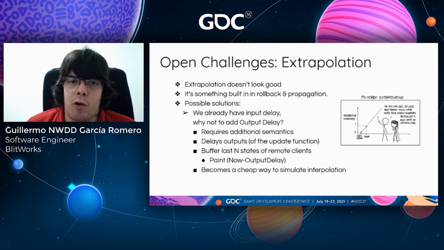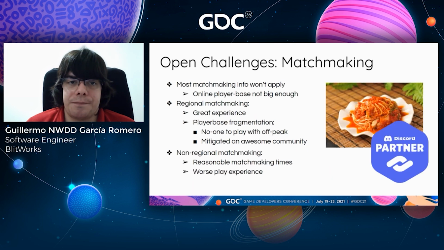So regarding other open challenges, one of the open challenges we are still facing is, as mentioned before, extrapolation. It's something we are considering addressing by adding some sort of output delay. We believe that buffering the last n states of the remote client and then using a past state to render the remote players might mitigate this enough to actually remove input delay in a non-competitive mode where other players' positions don't need to be that accurate.